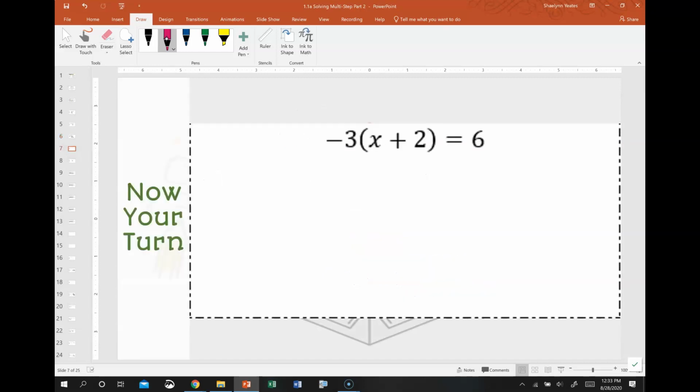Hopefully you're doing okay, because now I want you to go ahead and try this problem out and solve. Just so you know, this is a nice pretty answer. It's not a fraction.